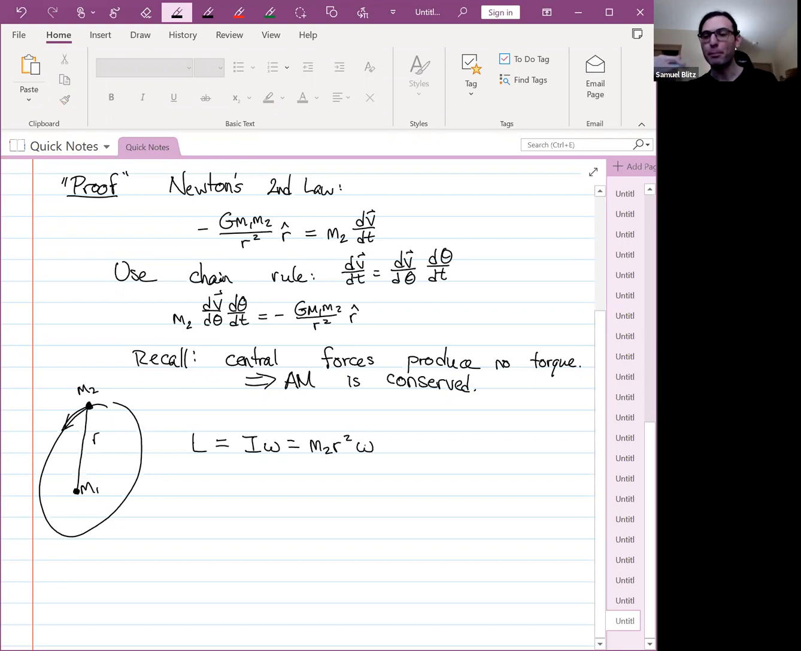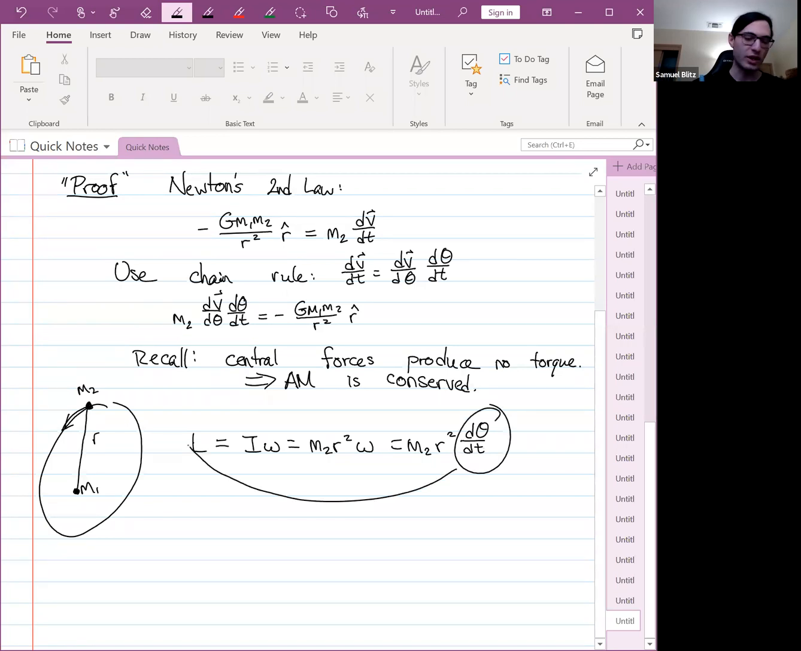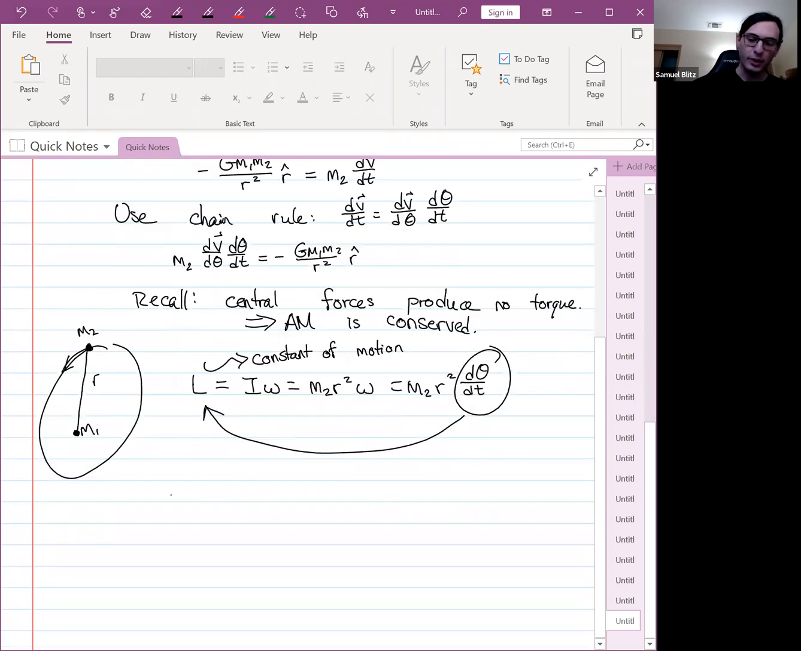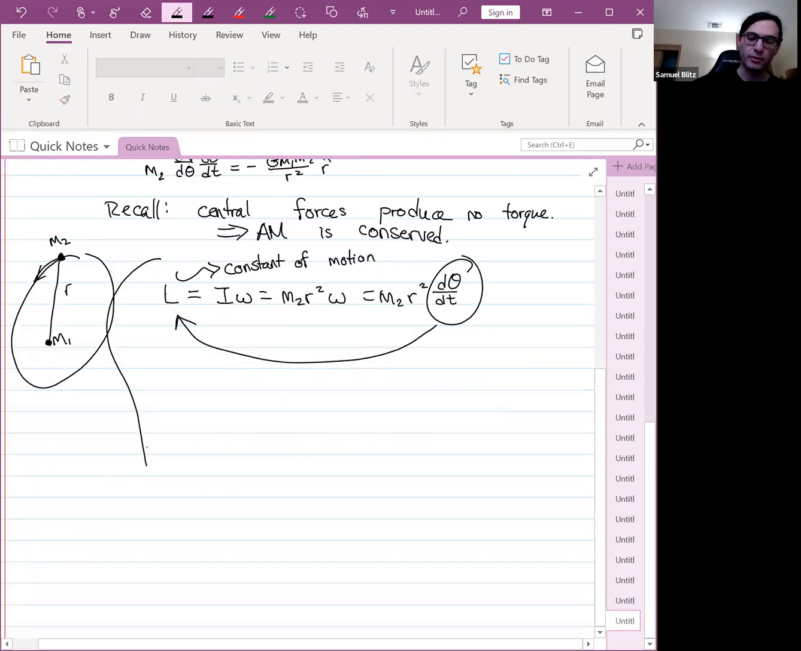And omega, by definition, is the rate at which you cover an angle. So this would be m2 r squared d theta dt. Okay, great. So we can actually solve for d theta dt in this equation for L. We can rewrite d theta dt in terms of L. L is a constant of motion, to plug that into Newton's second law.